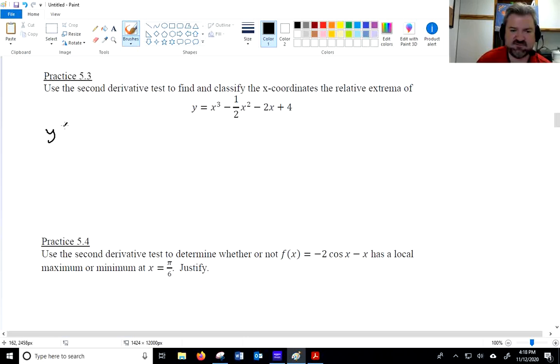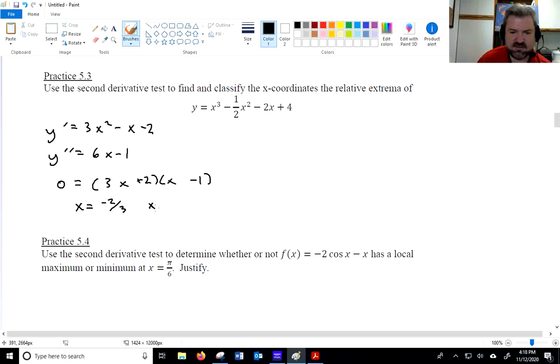The derivative of this equation is 3x squared minus x minus 2. The second derivative of this equation is 6x minus 1. Y prime is equal to 0. Let's see here. I think this is factorable. Yeah, it certainly looks like it. Negative 1 and plus 2, that would give me negative 3x plus 2x is negative 1x. So we have critical numbers at negative 2/3 and at positive 1.